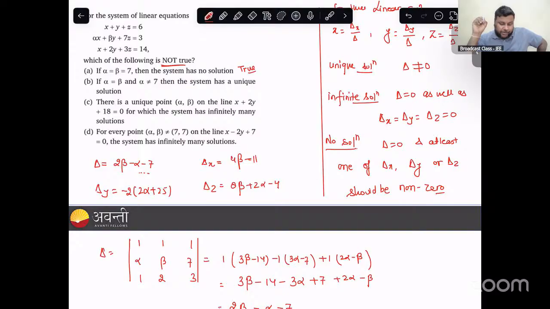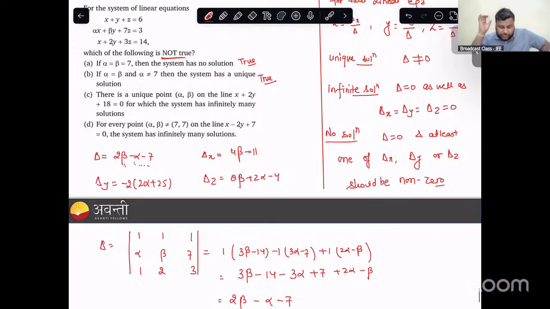Now come to second option. If alpha equal to beta and alpha not equal to 7, then system has a unique solution. See, if you make alpha and beta the same, alpha equals beta and alpha not equal to 7, so definitely delta is not going to be 0. If this is not going to be 0, that means the system is going to have unique solution. So this is also true. They are asking for not true.